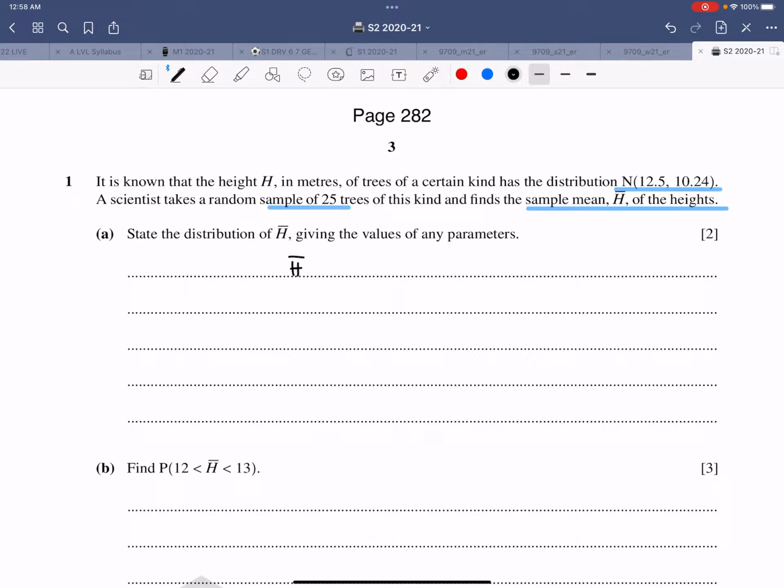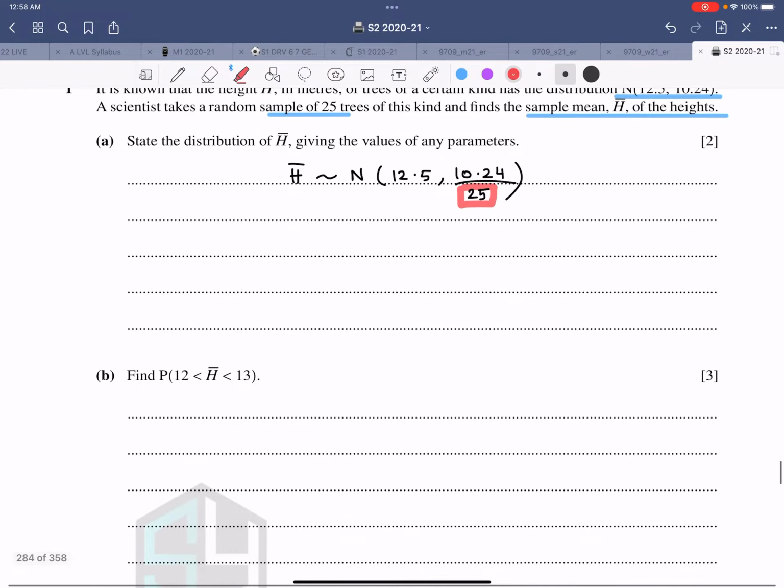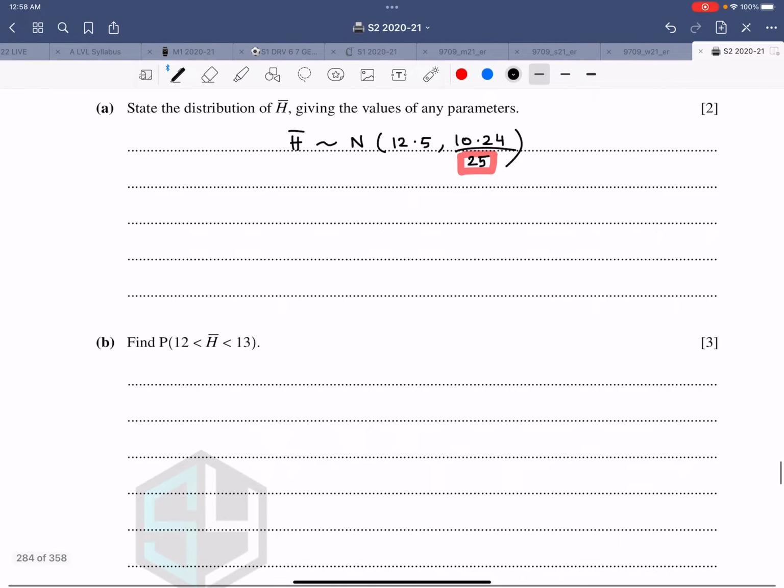H bar follows a normal distribution. The mean remains as it is. The variance is divided by n, where n is 25. So that is the first thing to be done. Next part: find the probability h bar lies between 12 and 13.